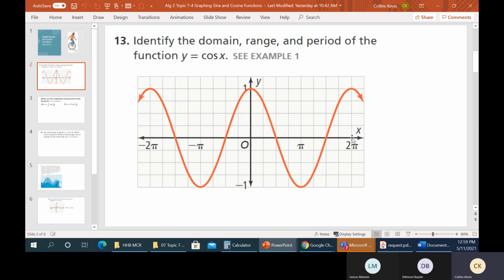So range is possible y values. On this graph, what's the highest value for y? What's the highest we go up? Yeah. And what's the lowest we go? -1. So that means your range bounces back and forth between 1 and -1.